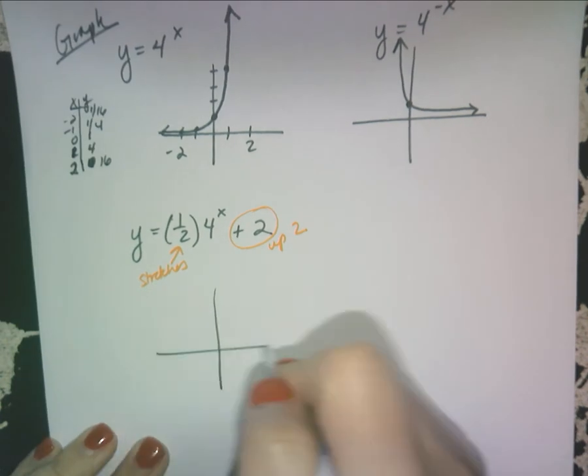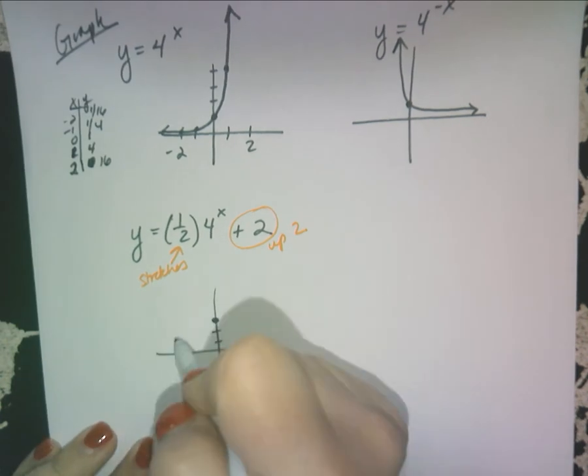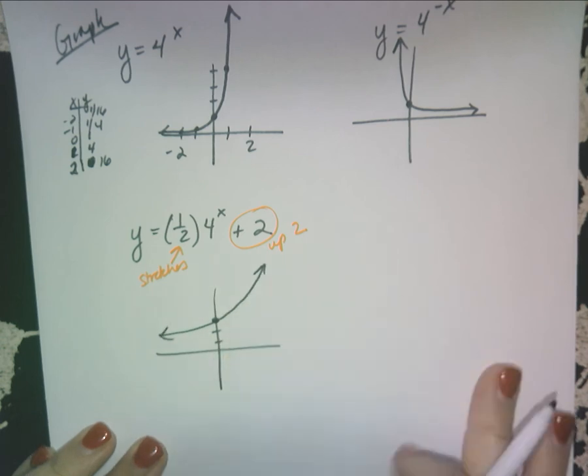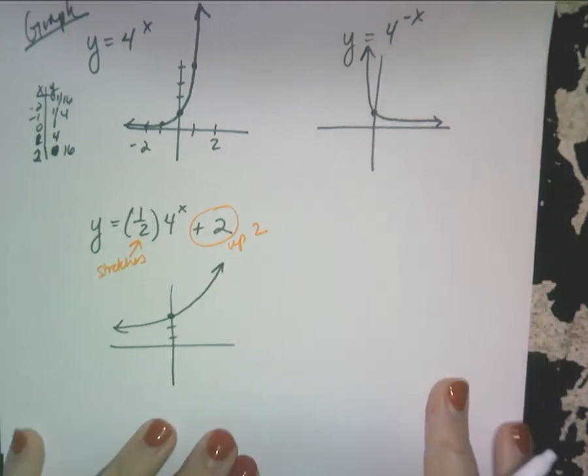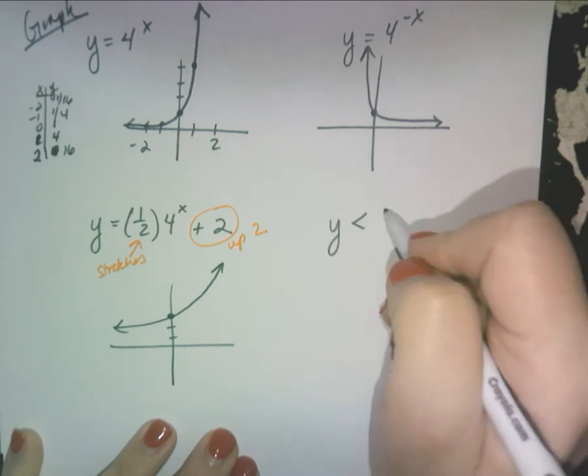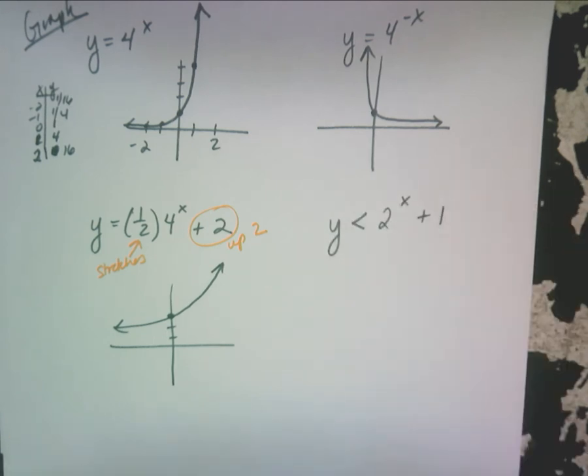So it's going to look like this, 1, 2, 3. And it's just going to be a little bit more stretchy. A little bit more. And you can see that. Let's do one more here. Y is less than, and I changed it to the x plus 1.